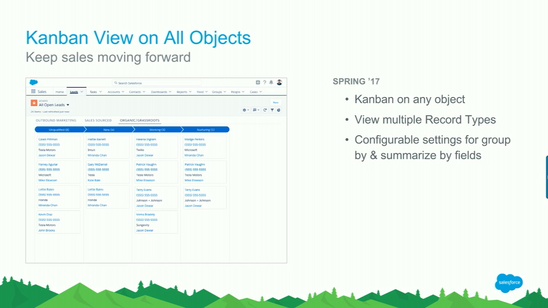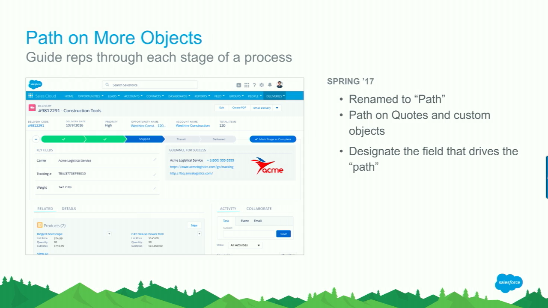And on that same note, Mike, we are extending the path component. This is the component that used to be known as sales path, but now we're renaming it to path because you'll be able to take advantage of it to manage more business processes outside of standard sales. So you can put a path on quotes or any custom object of your choice. You would set it up the same way, and you can drag it onto the page layout. And you would be able to select the pick list that you want to drive your path.